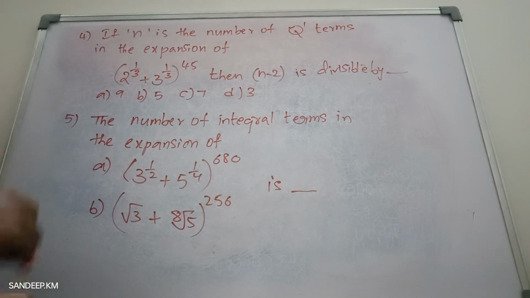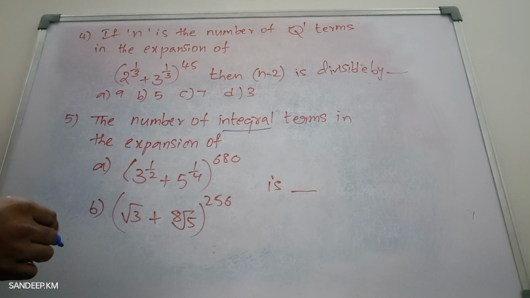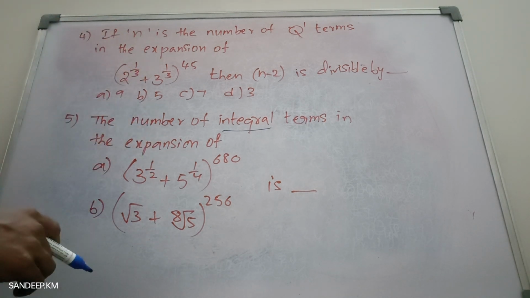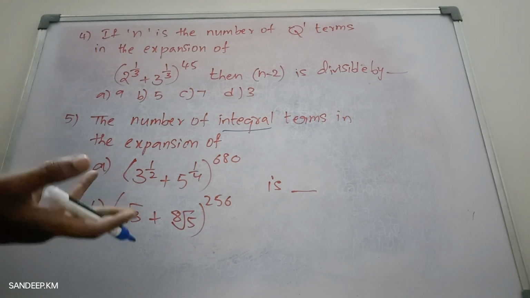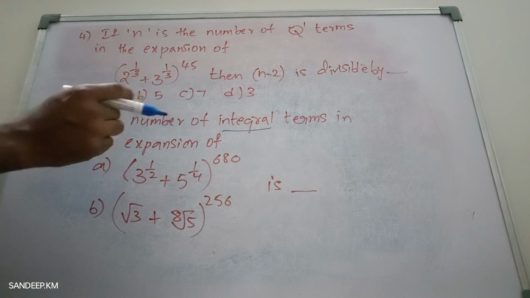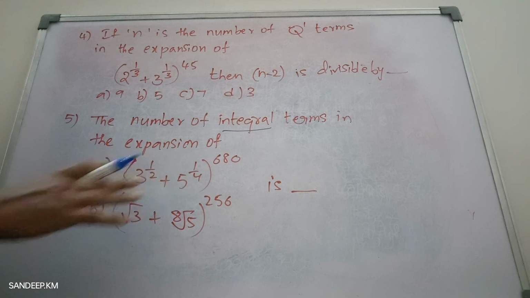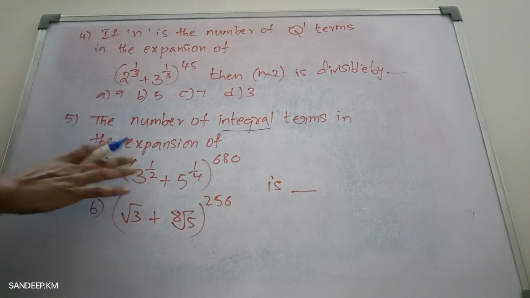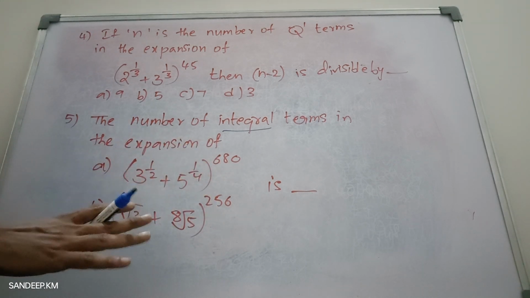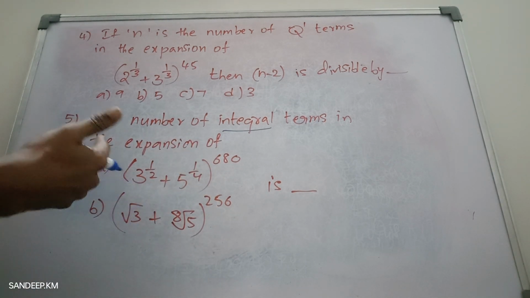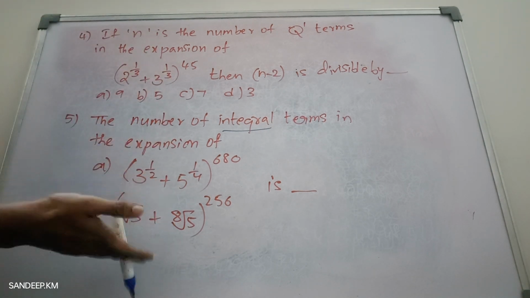And similarly, the fifth question. In the fifth question, what they told is to find the number of integral terms. Until now we were discussing rational terms. Here they are asking about integral terms. Do you think the solution will be different? No, because when the power is an integer, the general term, if you observe clearly, will also be an integer. Okay? So it is the same process. In these two expansions, rational terms are actually integers only. So you find the number of rational terms, and they automatically become the number of integral terms.